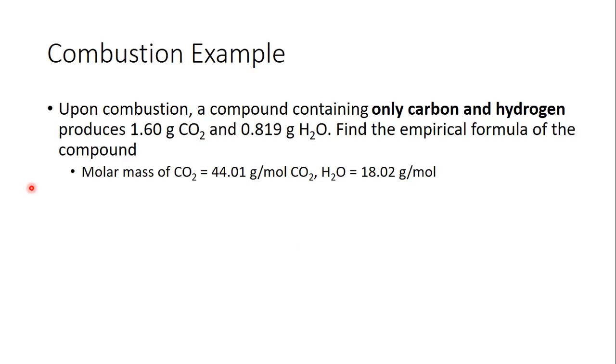So let's say we have a sample and we blow it up, and we know the sample only contains carbon and hydrogen. And we produce 1.60 grams of carbon dioxide and 0.819 grams of water. What's the empirical formula for this compound? So we know the molar mass of carbon dioxide is 44.01 grams per mole. We can figure that out from the periodic table. Water molar mass, 18.02.